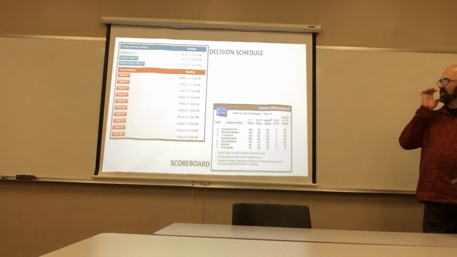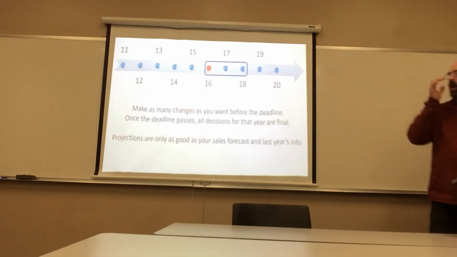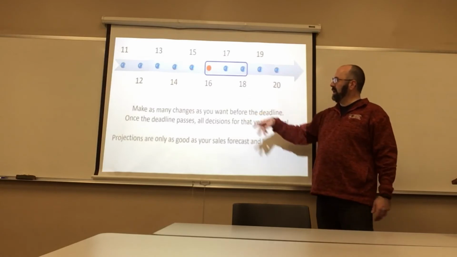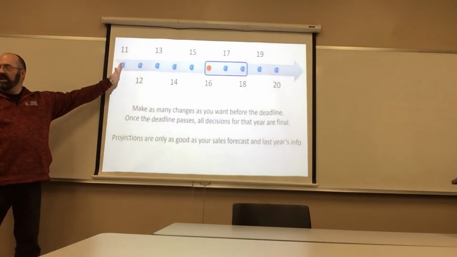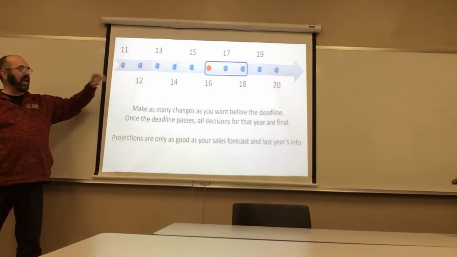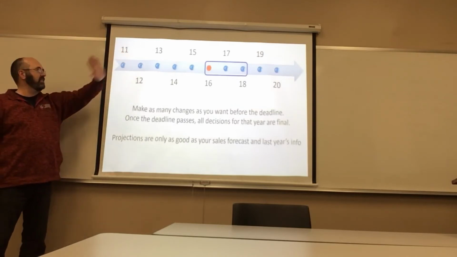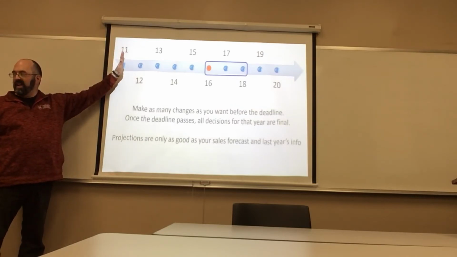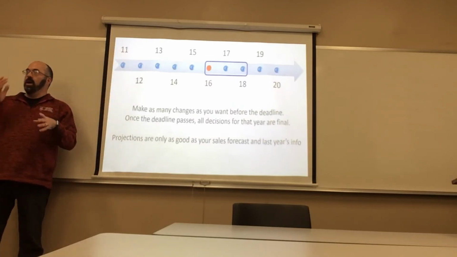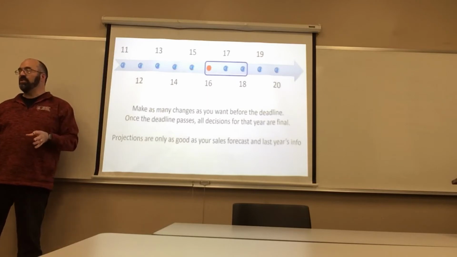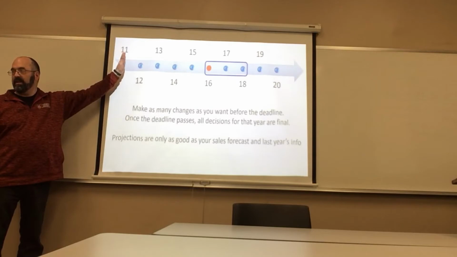We started with the decision schedule. I'll get through the next piece. So when we're making decisions, each year we have a deadline. This is like a timeline of what's happening. So at year 11, what will happen is at that point, anything you have saved in the simulation is used as your decisions. And you can make as many changes as you want, as often as you want, without consequence until that deadline.